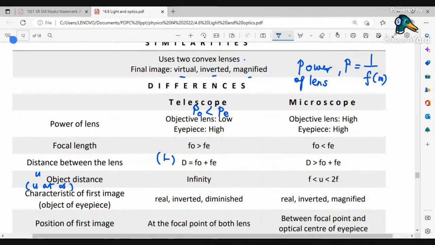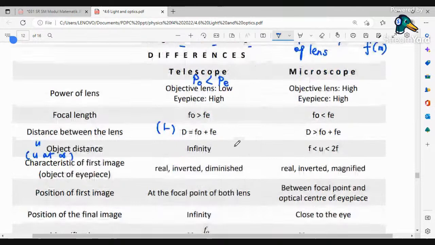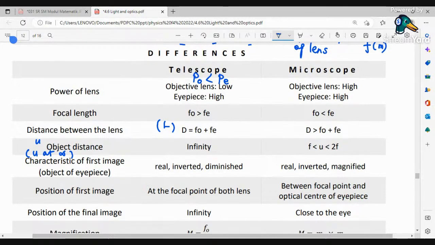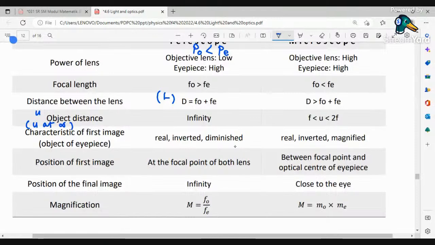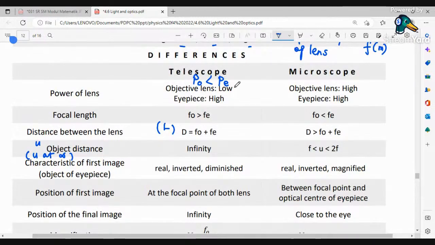Okay, for a telescope, the first image formed is real, inverted, diminished, at F. The position of the first image is at the focal point of both lenses. The position of the final image is at infinity. Magnification M equals FO divided by FE. Itu untuk karakteristik for teleskop.